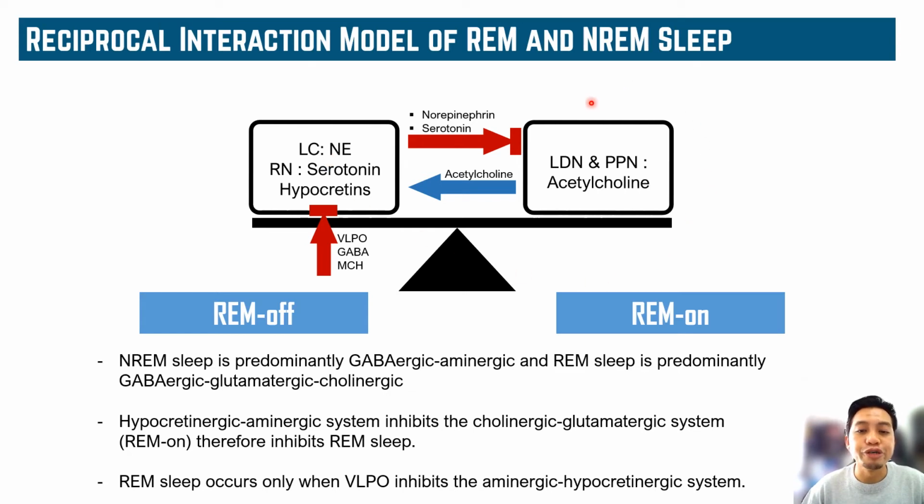Meanwhile, REM sleep is predominantly driven by the GABAergic, glutamatergic, as well as the cholinergic neurons. This hypocretinergic aminergic system will inhibit the cholinergic glutamatergic system, and therefore inhibit REM sleep. REM sleep can occur only when the VLPO releases GABA, galanin, as well as melanin-concentrating hormone to inhibit the aminergic and hypocretinergic systems.